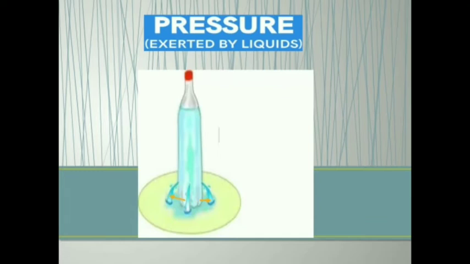So now we will learn more about the liquid pressure. Now see the picture. Let's take a plastic water bottle and make holes all around the bottle, but at the same height, which means we make all the holes at the same level.